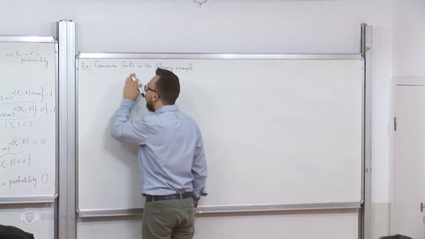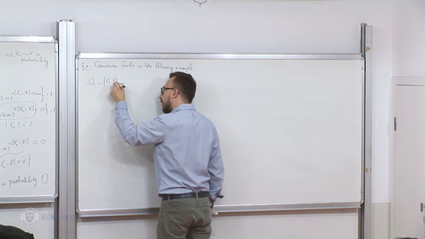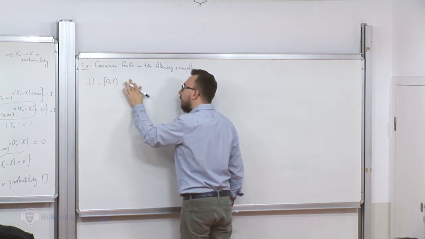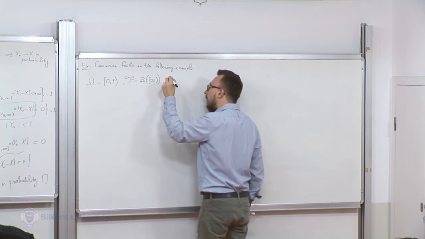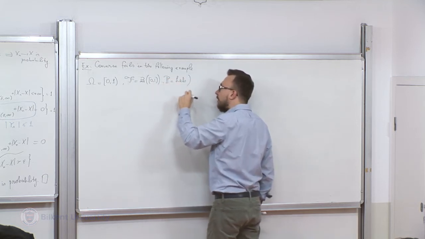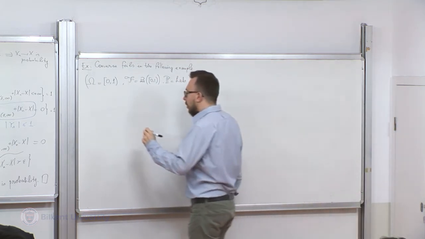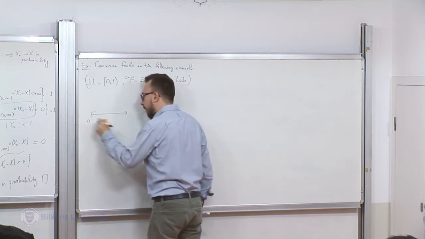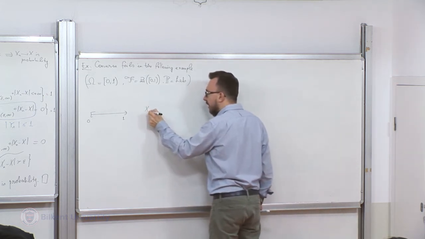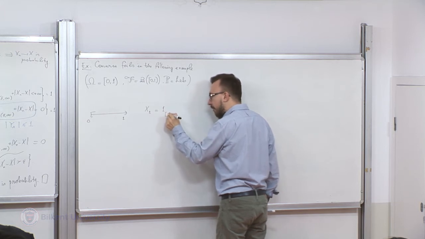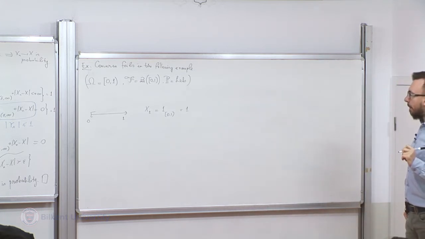So here's the example we're going to discuss. Let's pick the unit interval with the Borel sigma algebra, and the uniform probability, which is the Lebesgue measure. So we have this unit interval. The first random variable we're going to look at is just the indicator of the set, which is always 1.